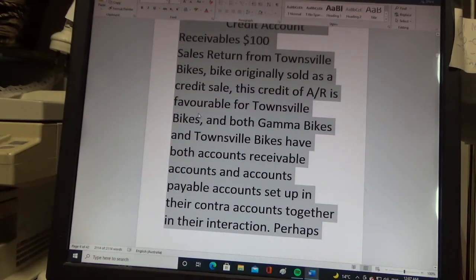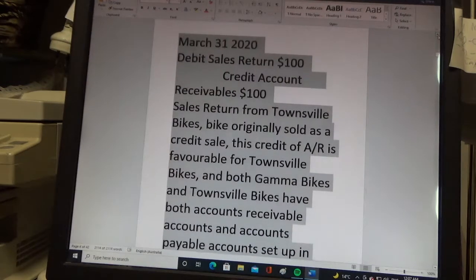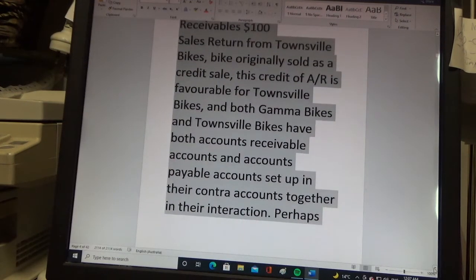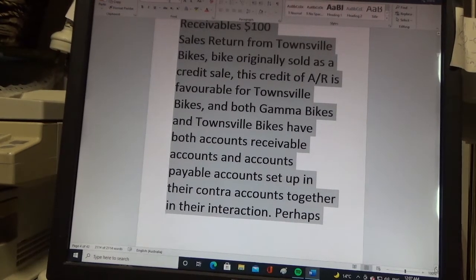And now what I'm trying to say here is that Townsville Bikes don't mind that credit in the accounts receivable account in their account, because that's more favourable for next time, for the next purchase. So these two companies interact together. They've got what you call contra accounts.